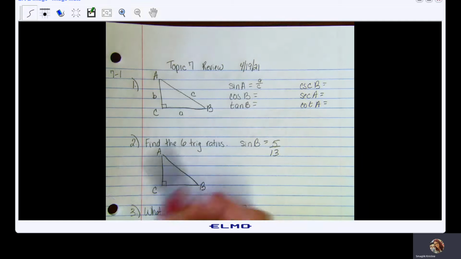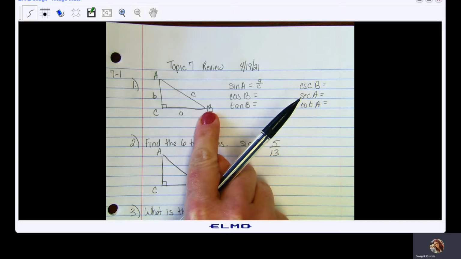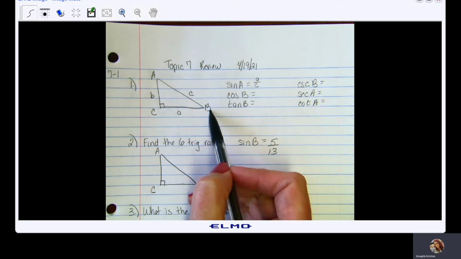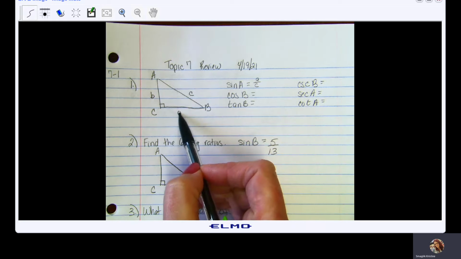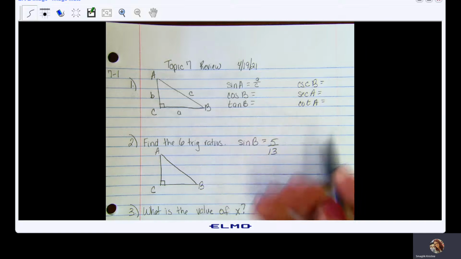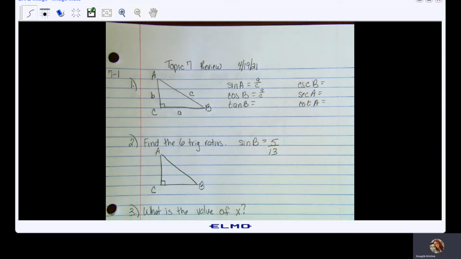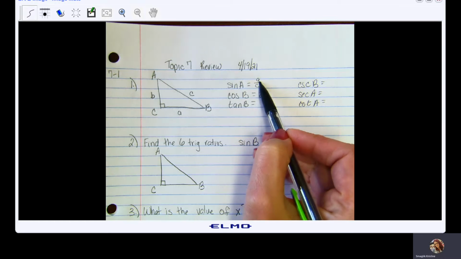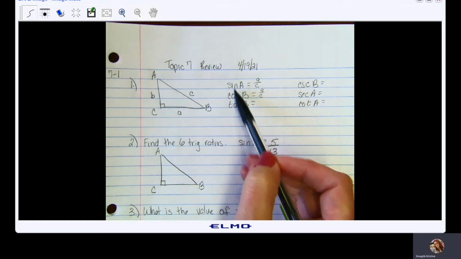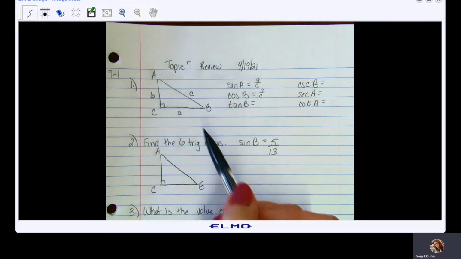Cosine of B, so now we're looking at angle B, is going to be adjacent over hypotenuse. So adjacent is A, and the hypotenuse is still C. So A over C. And notice how these ratios are the same? That's because sine and cosine are co-functions of each other.